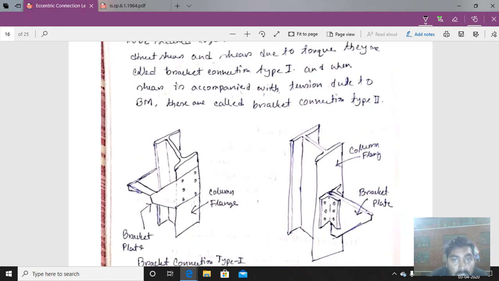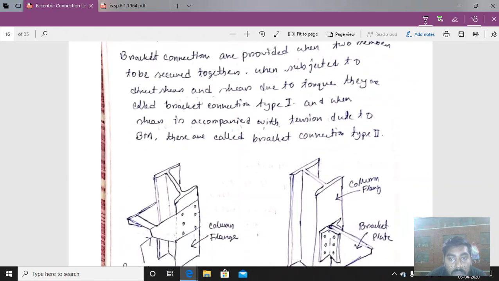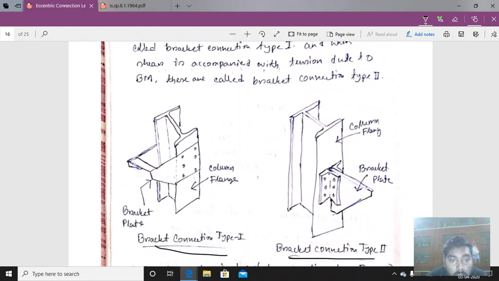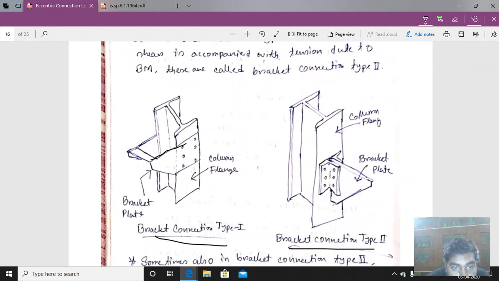In the bracket connection type 1, a bracket plate is provided here like that. This is a column flange. A bracket plate is provided here, and the load is acting here. That means the load due to another member is placed here. This is the bracket connection type 1.